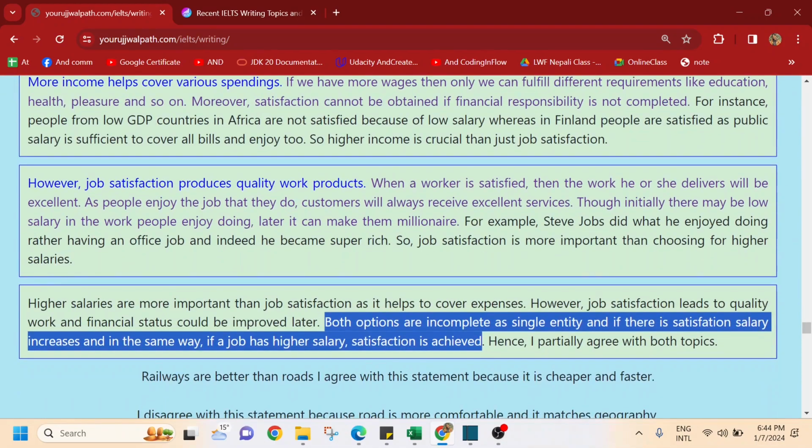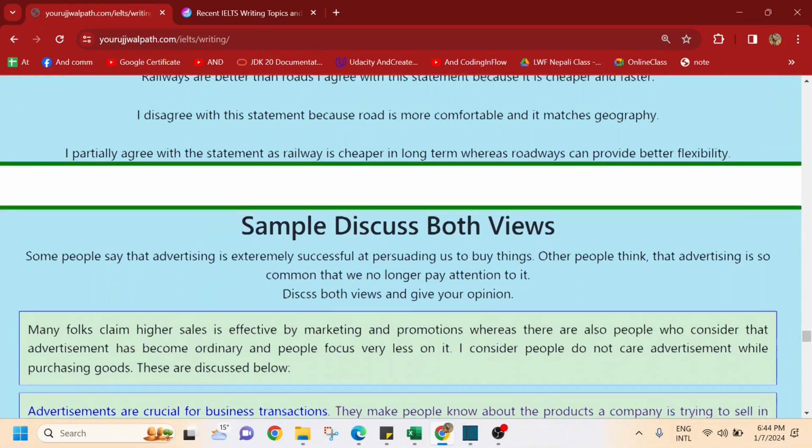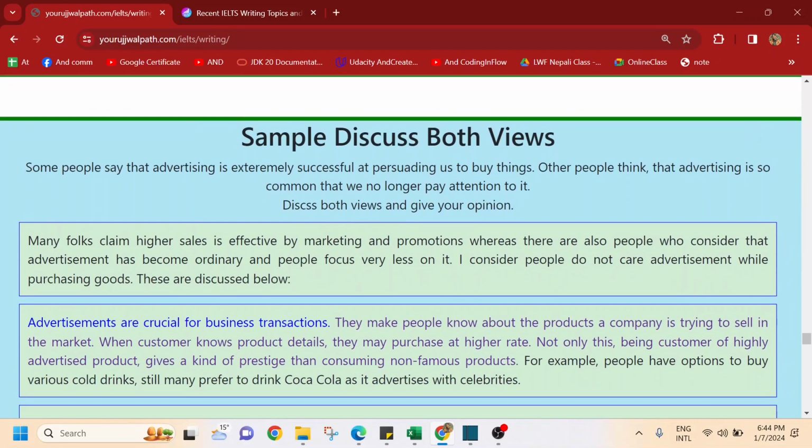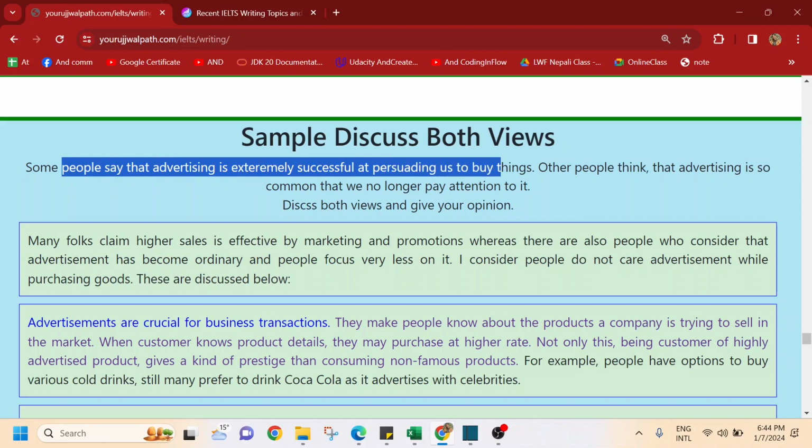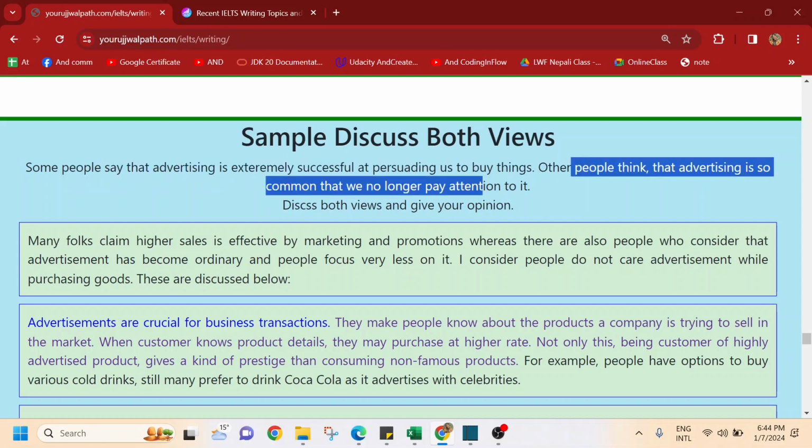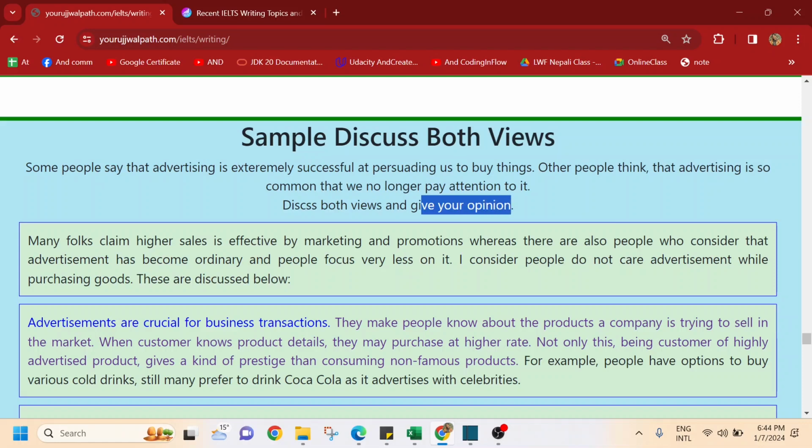Now we move towards the next type of question, which is discuss both views. On the discuss both views, you'll be given a question that has two kinds of views, and you'll be asked to discuss both views and give your opinion. Like the agree disagree question, you need to pick a side. Maybe you agree with the first point or you agree with the second point, and whatever point you agree on, try to plan two backing ideas. There are very important factors to have two ideas, which I'll tell you shortly.